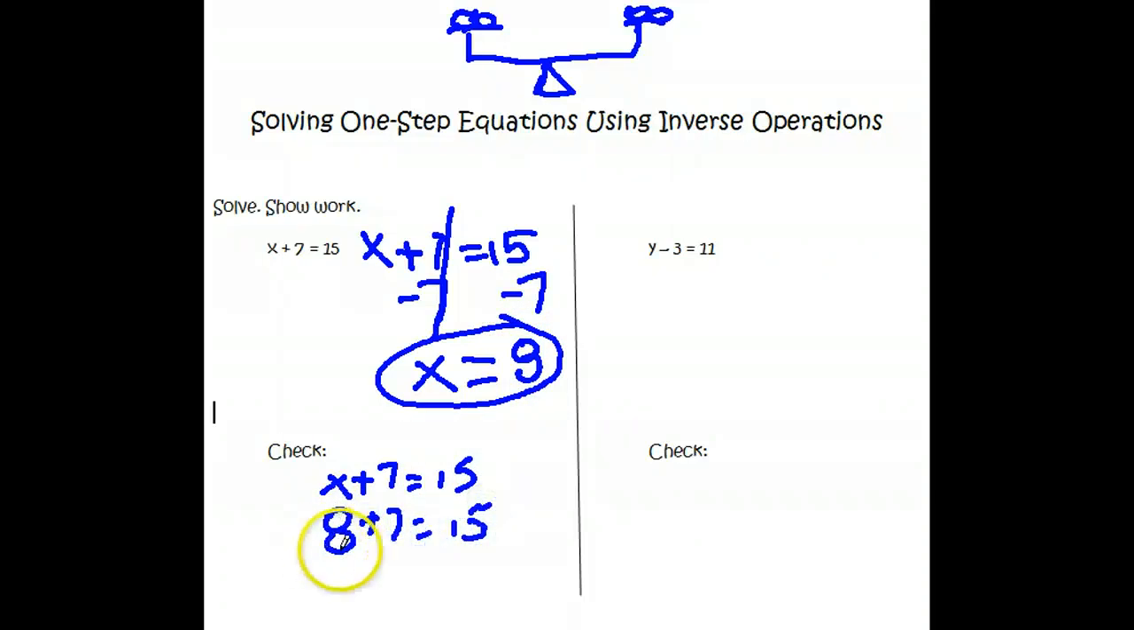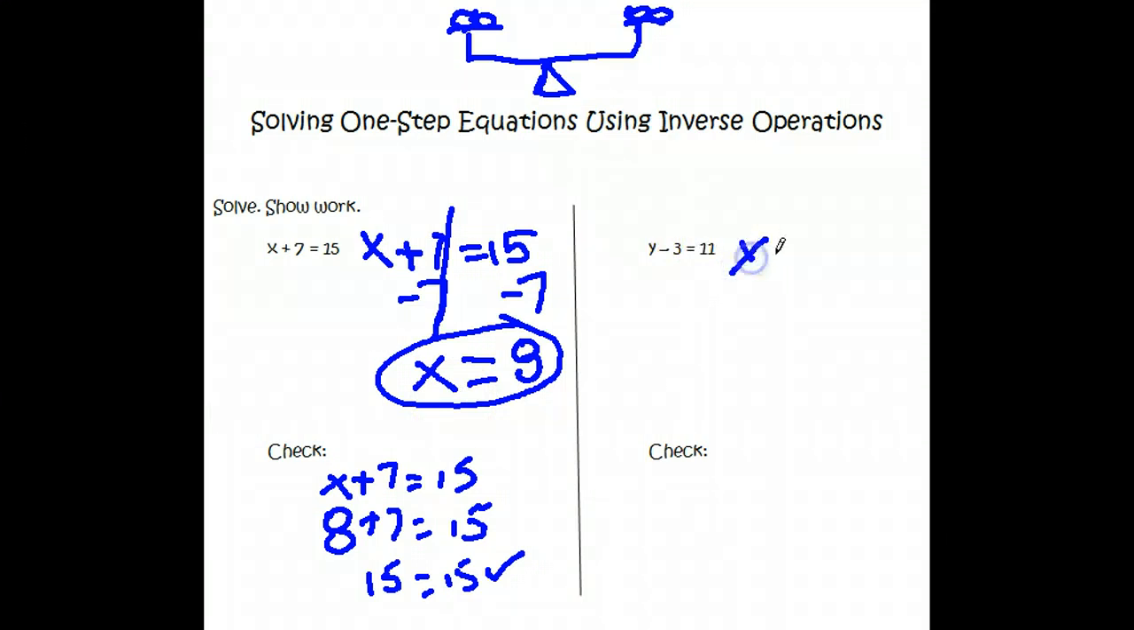8 plus 7 equals 15. I add 8 and 7, I get 15. 15 does equal 15, that's true. So then I know that I correctly solved this equation. X does equal 8. All right, our next equation is y minus 3 equals 11.